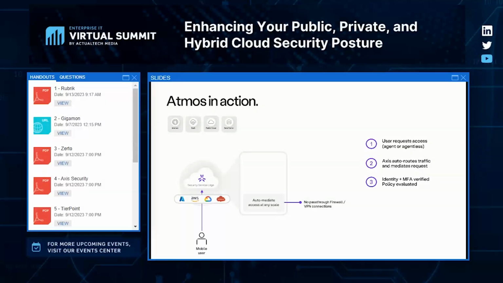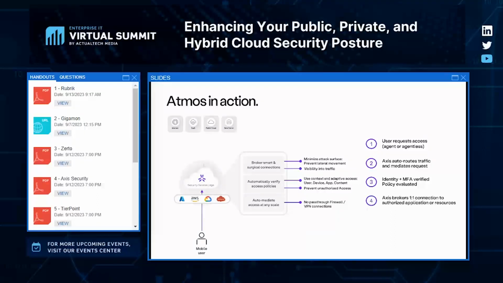The system will then attempt to prompt for MFA, and then it will automatically verify against your defined access policy. This is based on user, device, and application context to prevent any unauthorized access. Once everything balances, it then brokers a smart and surgical connection that helps minimize attack surface and prevent lateral movement.